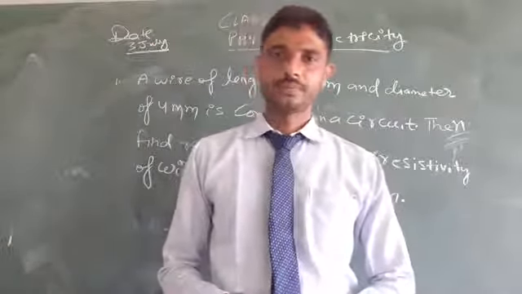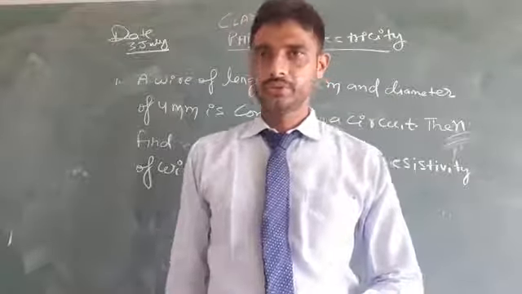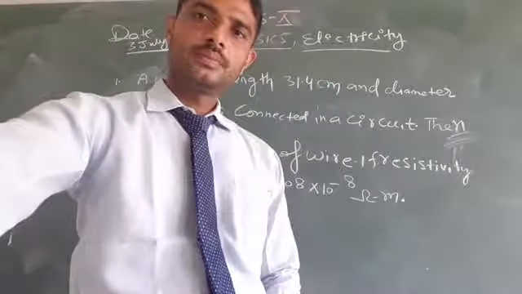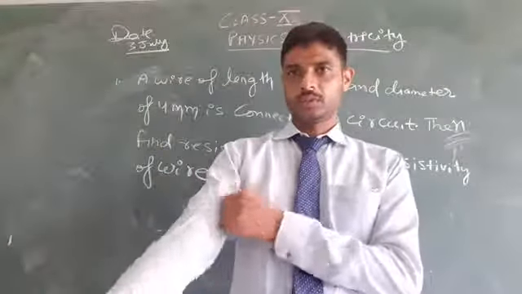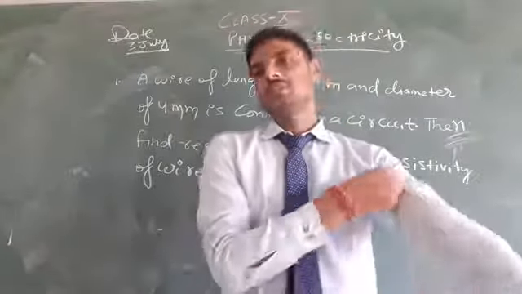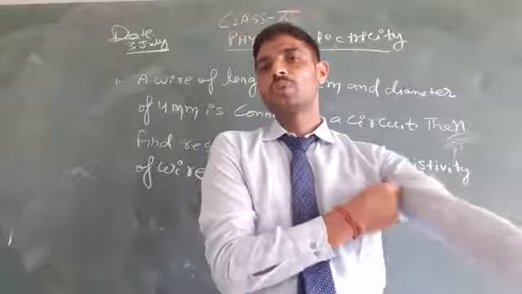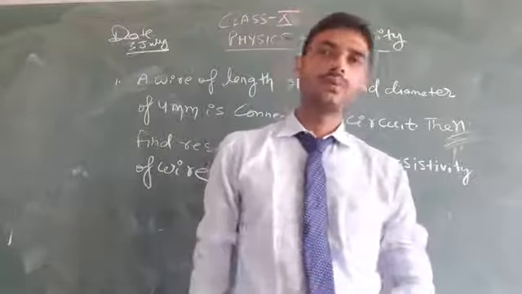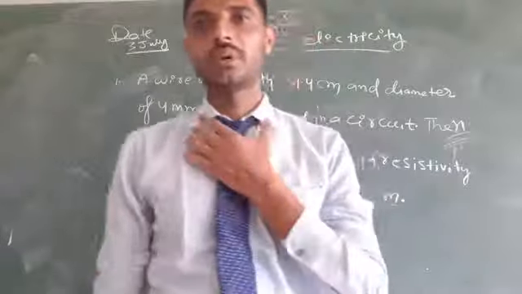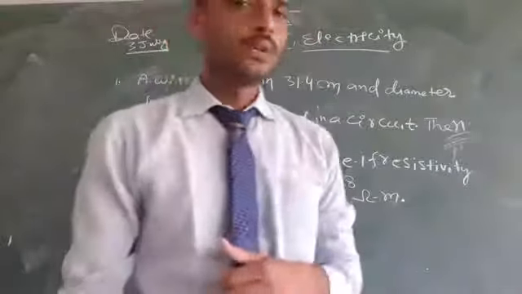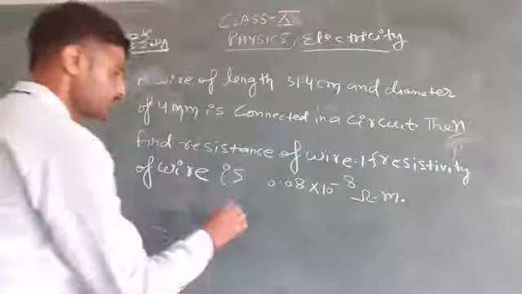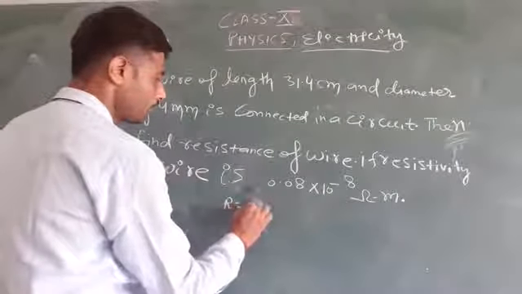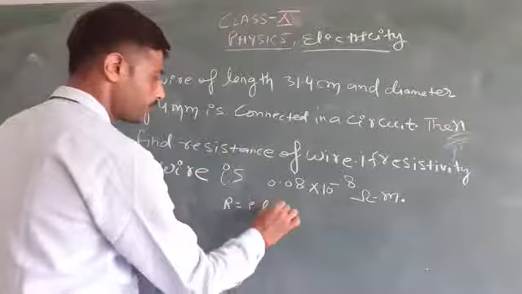As you know, this is your physics lecture and your chapter electricity is going on. Yesterday I discussed Ohm's law and the factors on which the resistance of the wire depends. So as you know, the formula for resistance is R equal to rho L upon A.